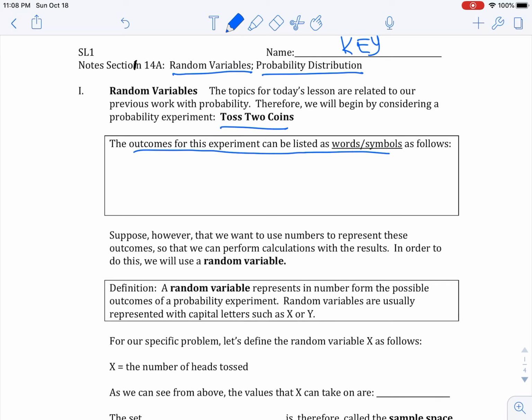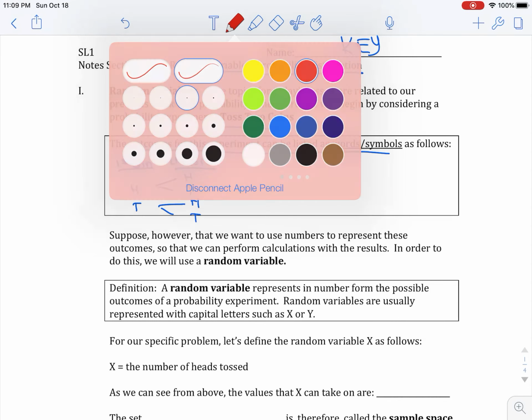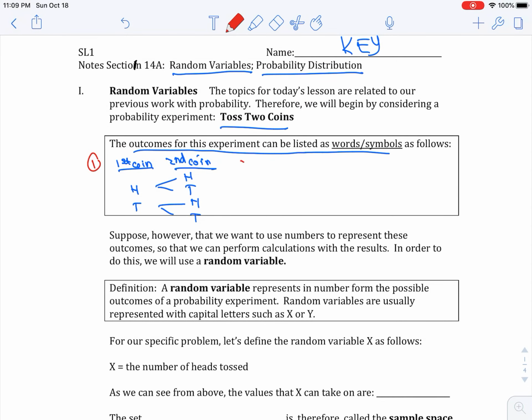What we want to do is list all the possible outcomes of this experiment. We can list this in words, in symbols, in all different configurations. One way is to do the first coin and then the second coin with a little tree diagram. Your first coin can be either a head or a tail. Your second coin can be either a head or a tail. Then you can look at what the outcomes are.